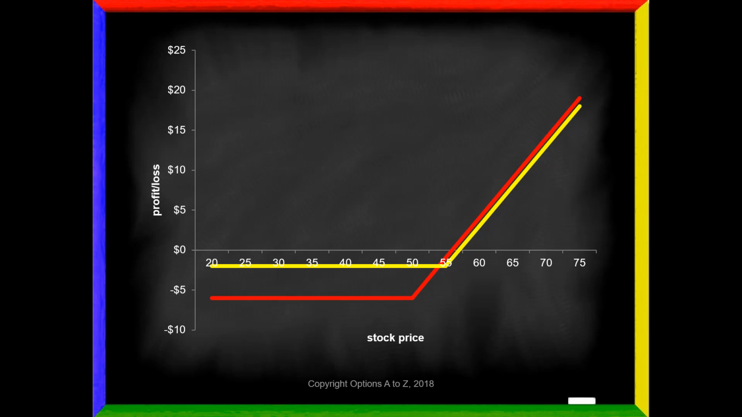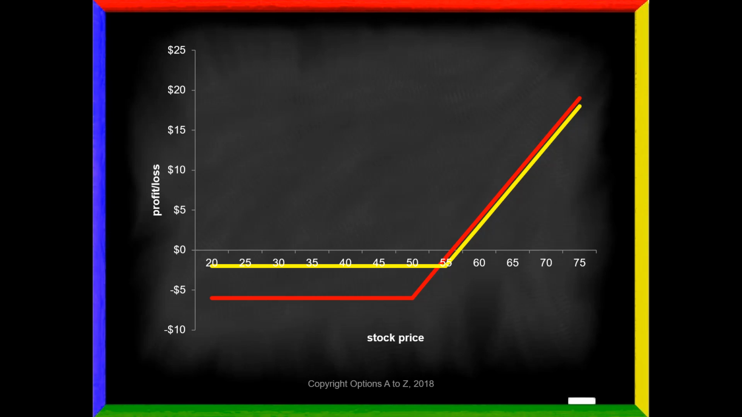So I've shifted from the red to the yellow. And my main motivation is to reduce this maximum loss. I still have unlimited upside like I did before, but I've greatly reduced the maximum I can lose from 6 to 2. Is there a cost? Yes, there's this little tiny sliver right here. It's kind of hard to see in this video, but I'm actually sacrificing $1 of upside. But that's a good trade-off. I'm reducing my risk by 4 in exchange for sacrificing $1 of upside.